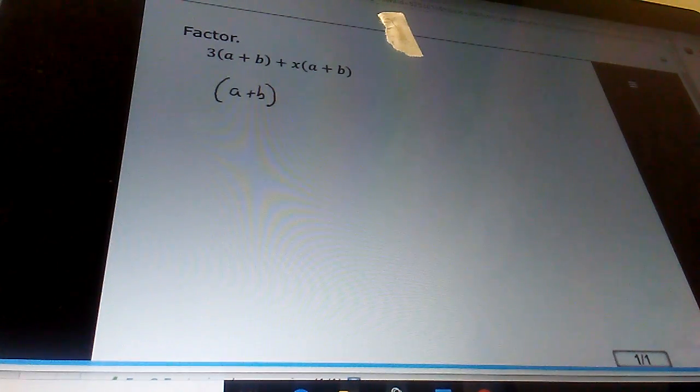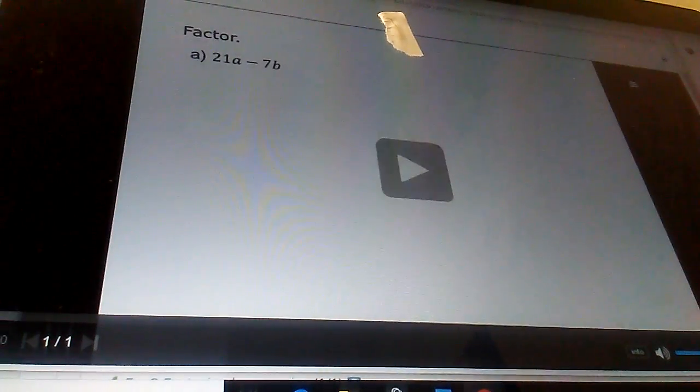3 times a plus b divided by a plus b is 3. And x times a plus b divided by a plus b is x. The expression is now completely factored. We're going to factor some expressions.